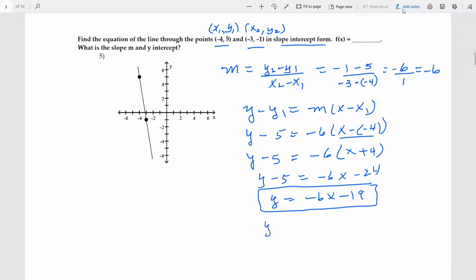So y at x equals 0 is minus 6 times 0 minus 19 equal minus 19. So the y-intercept is minus 19. And if we extended this graph all the way down and extended the line, it will intersect at y equal minus 19. So that is problem 5.